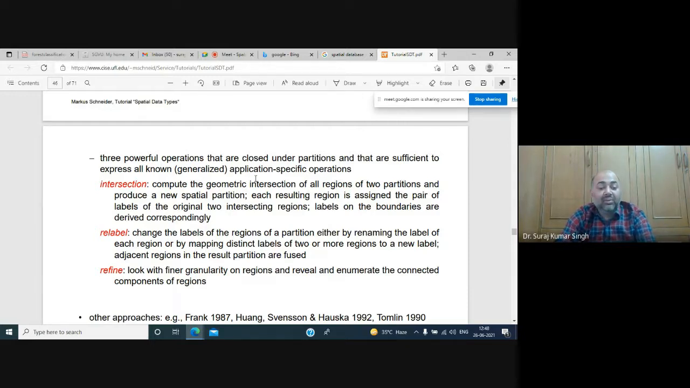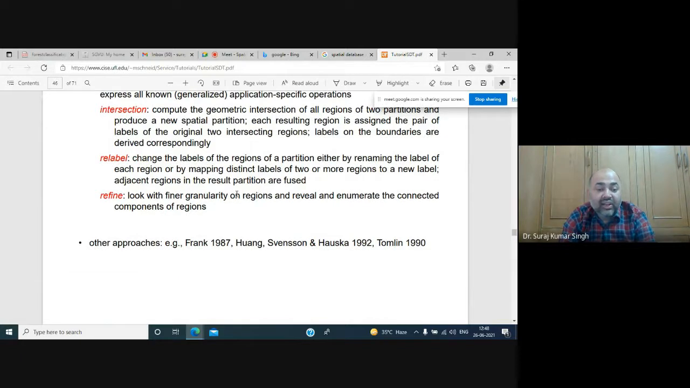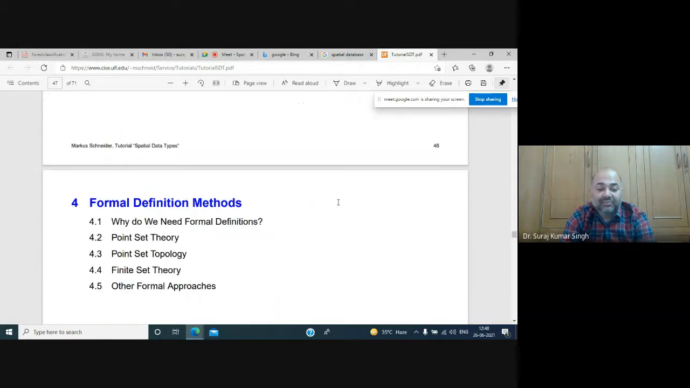Then you have an operation called relabel, that is changing the labels of the regions of a partition, either by renaming the label of each region or by mapping distinct labels of two or more regions to a new label, so that adjacent labels in the result partition are fused. Refine looks with finer granularity at regions and reveals, that is enumerates, the connected components of the region.